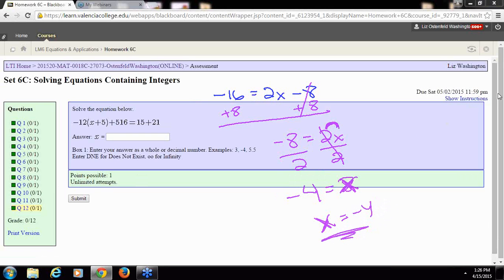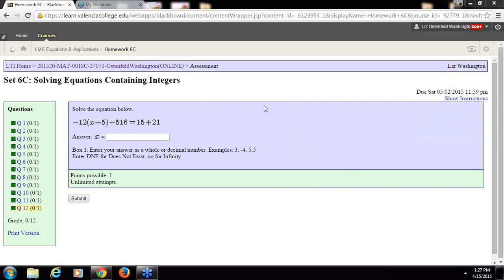Alright, this one's just a little bit longer, but it's not really a big deal. What we want to do is just follow the same exact rules that we've been following, and that will be it. So I'm just trying to change my pen. Here we go. So I have -12 times x plus 5 plus 516 equals 15 plus 21.